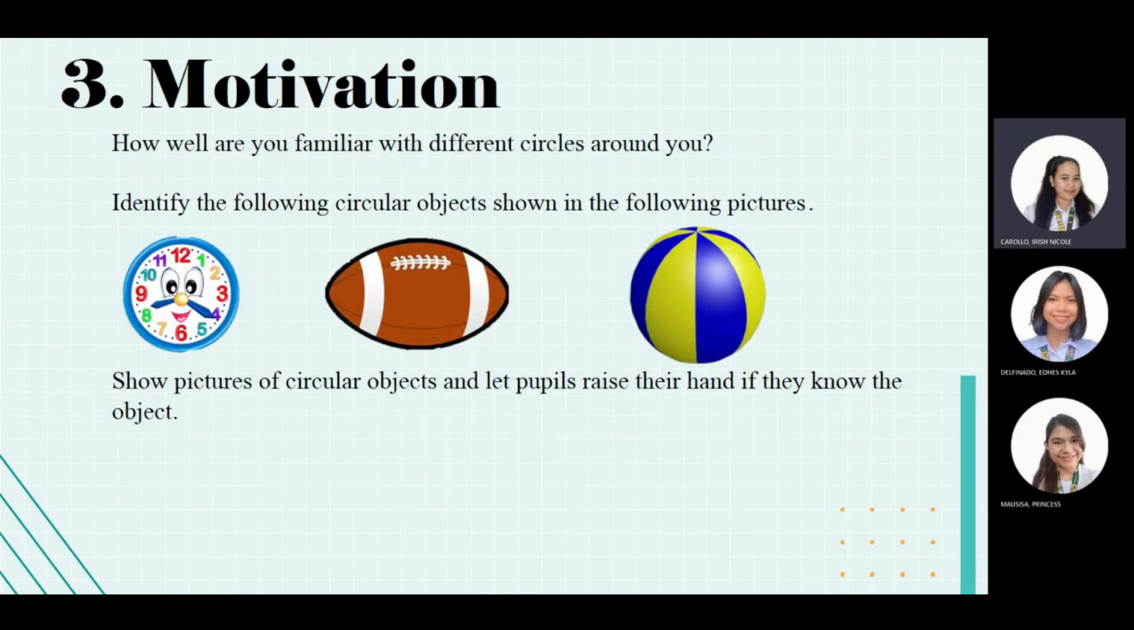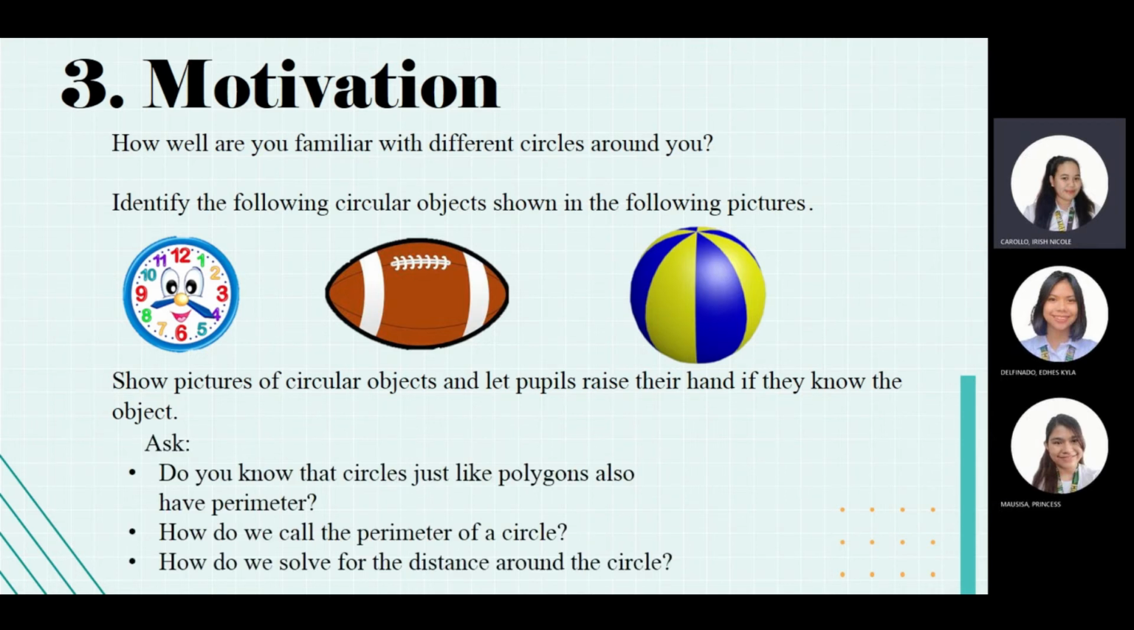And next is the motivation. I will give a picture of circular objects and the students will try to identify the different circles. After identifying the circles, I will ask these questions. Do you know that circles, just like polygons, also have a perimeter? What do we call the perimeter of a circle? And how do we solve for the distance around the circle?